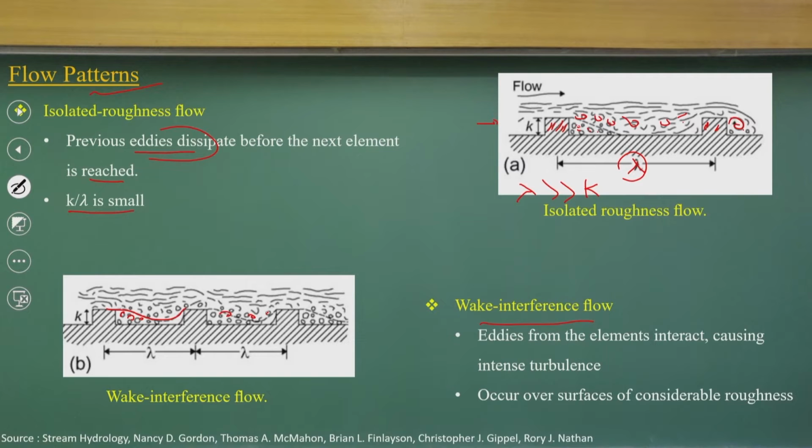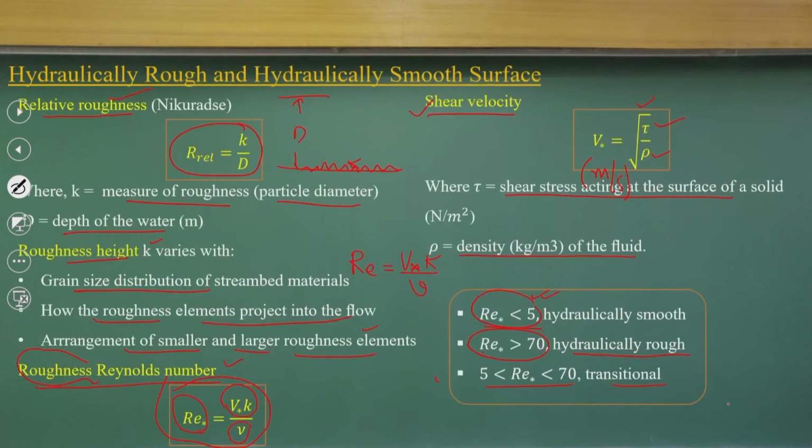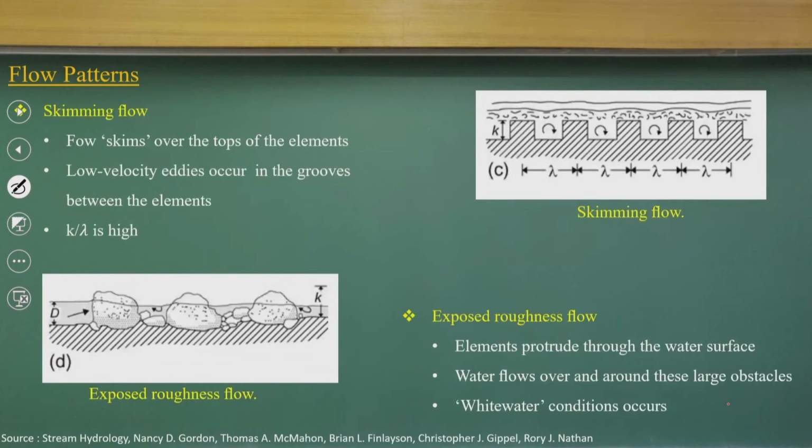Now, we have wake interference flow conditions. You have the lambda length, and the elements are interfacing with each other. The eddies from this element interact, causing intense turbulence. The turbulence degree will increase, and the surface will behave as a considerably rough surface.